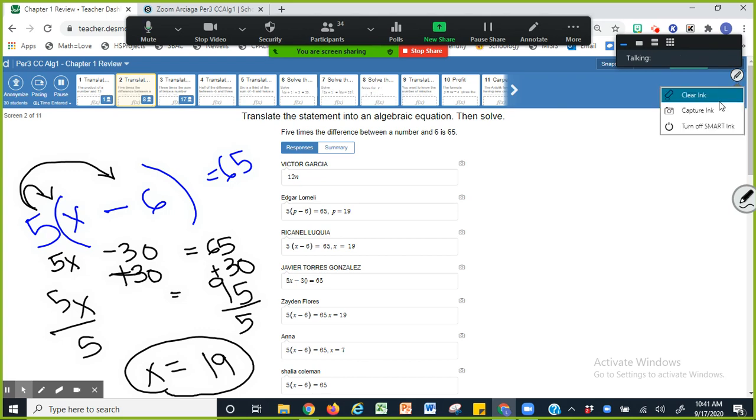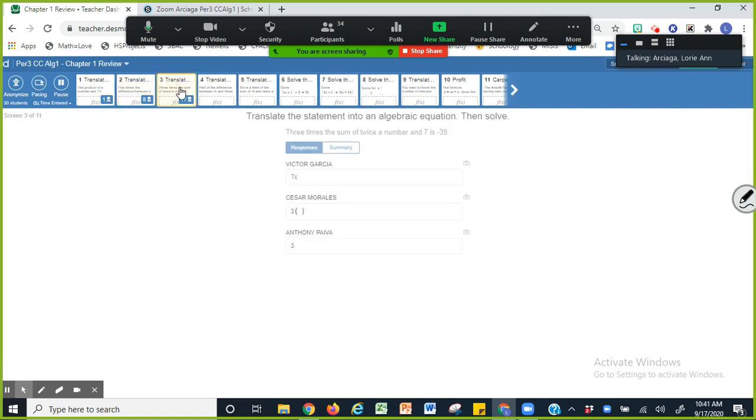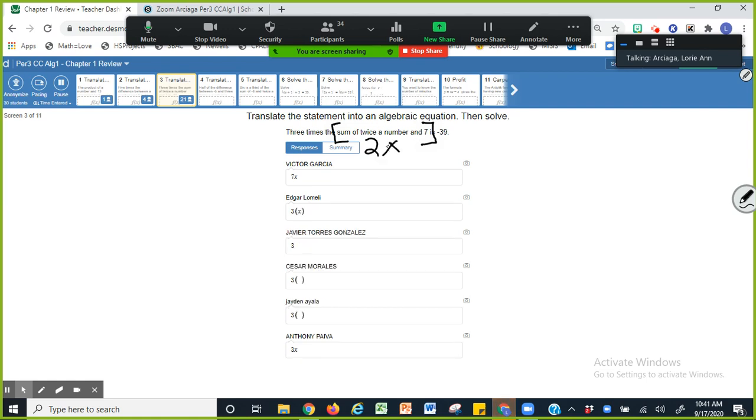All right. Now let's go to number 3. I only see 3 responses so far. 3 times the sum of. So it's not 3 times the number. What we can do is to put these together in one grouping symbol first. Twice a number and 7. So twice means 2 times. A number is where your x is used, right? 2 times a number and 7. And then outside, you have to do 3 times that.